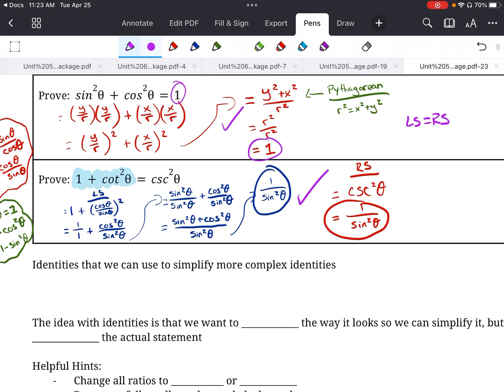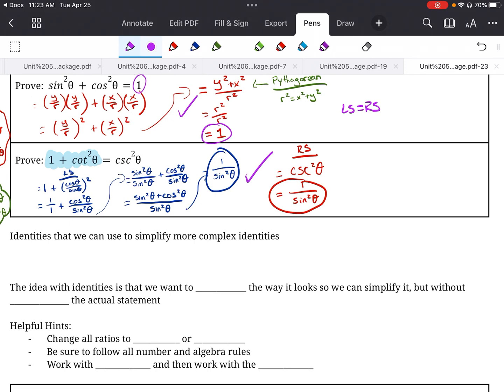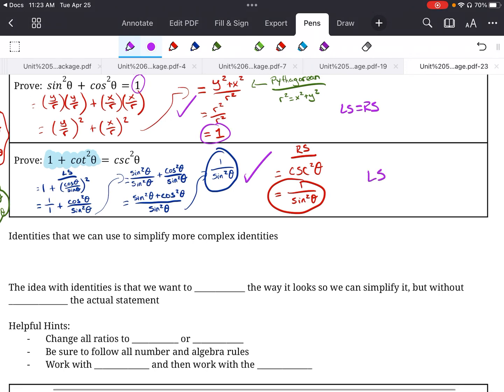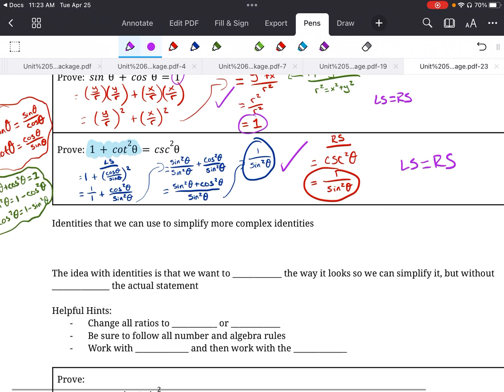More often than not, there's not a whole lot to do on one side of the equal sign. So there was only one step there where there were 4 or 5 steps on the left side. So left side equals right side.